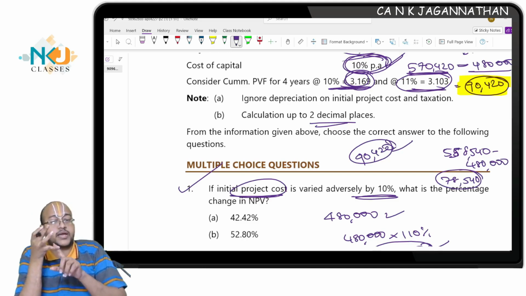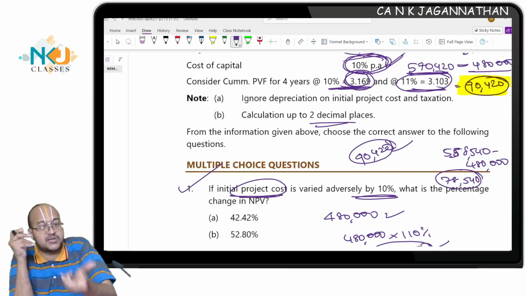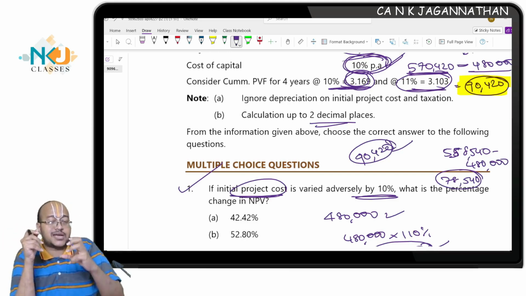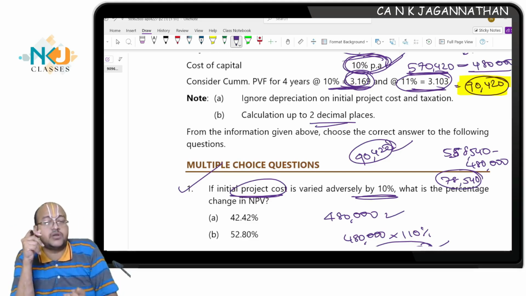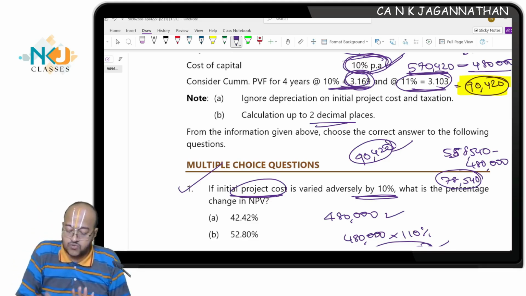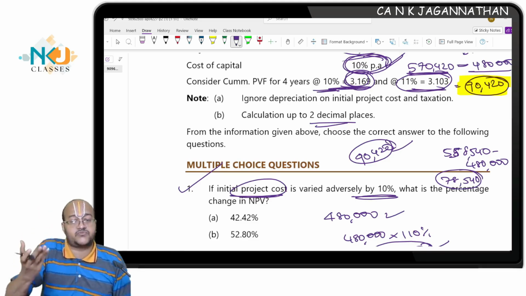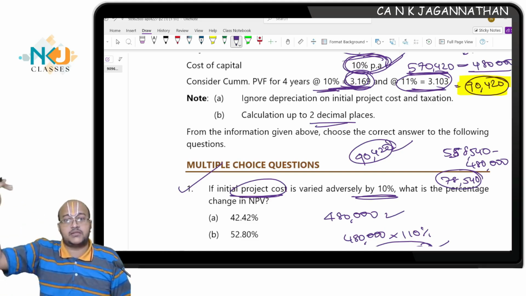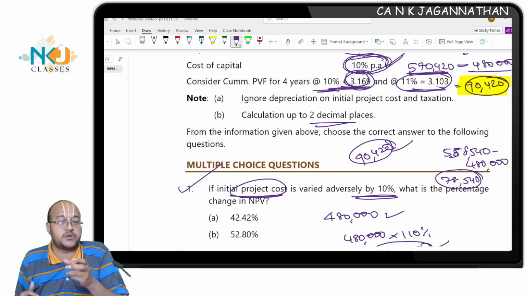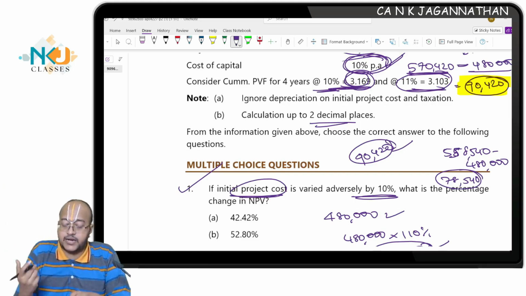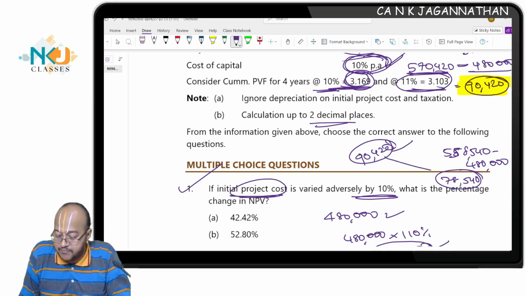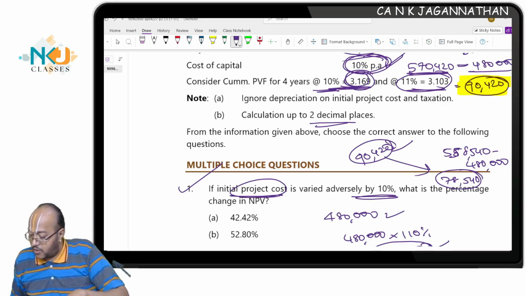See what happens here. NPV is nothing but discounted cash inflow minus discounted cash outflow, net present value. I told you, whenever you increase the discounting rate, the present value will be lesser, and the lower the discounting rate, the value will be higher. If the cost of capital increased for the company, since cost of capital is used as the discounting rate, the value will get reduced. That's why it is adversely impacted. So 90,420 NPV dropped to 78,540.